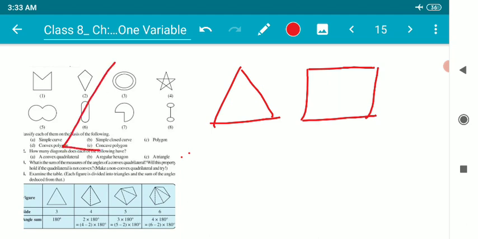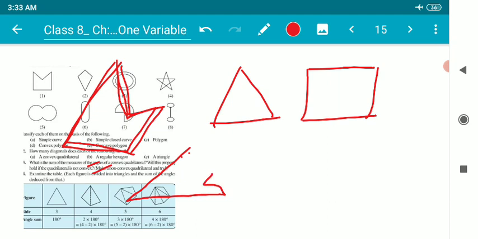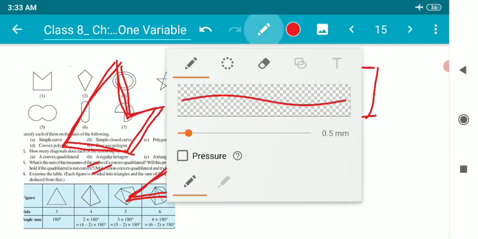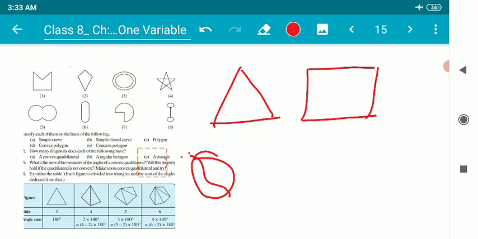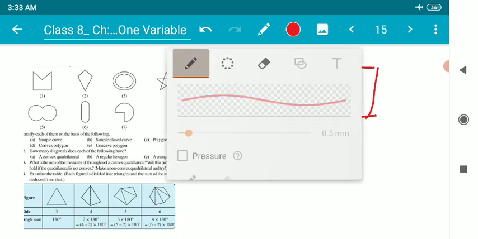Suppose children, I drew a figure like this. In this figure, as we can see, all the sides are line segments. So this is a polygon and it's a closed figure as well. If I draw a figure like this, it is not a polygon. It is a closed shape, that is okay, but it's not made of line segments. There is a curve or bent lines. So this is not a polygon. Okay children, I have already explained these things in the previous video.